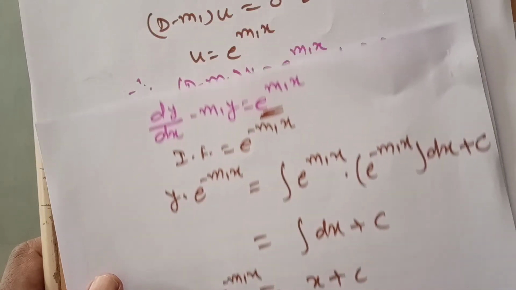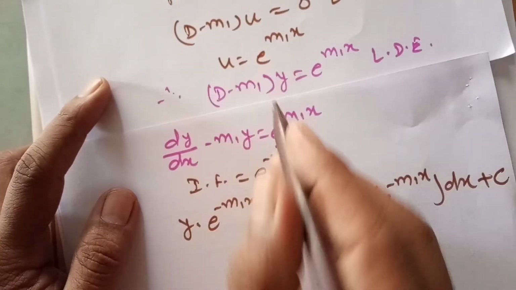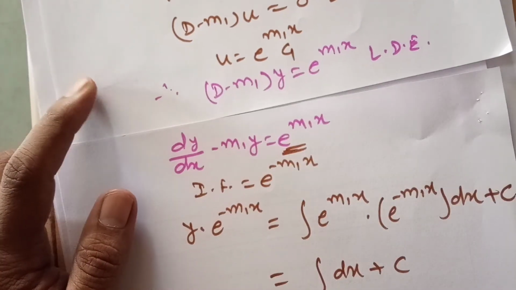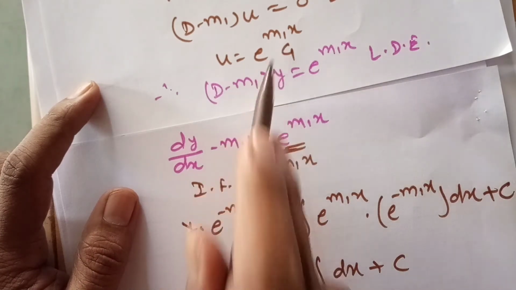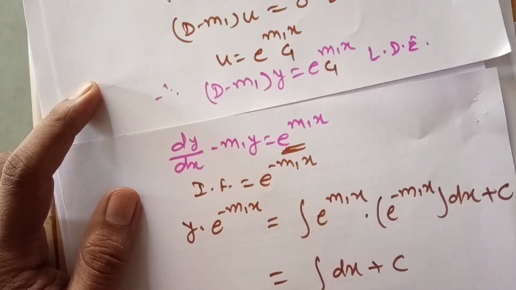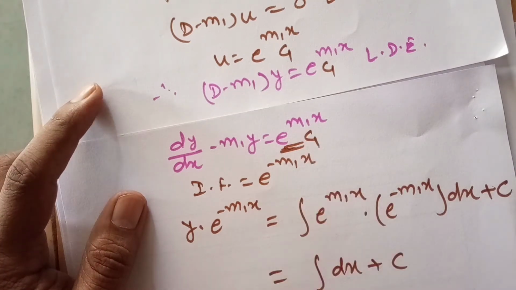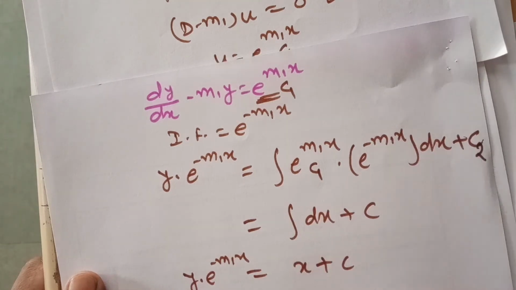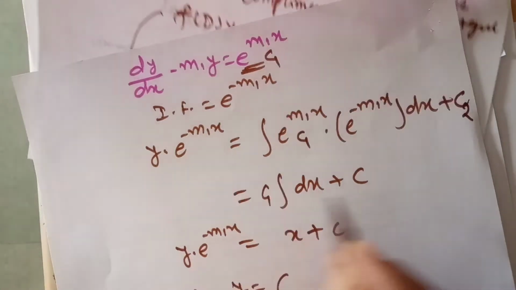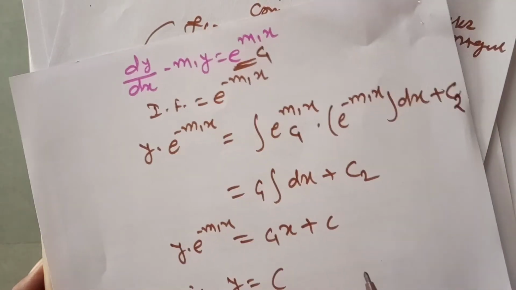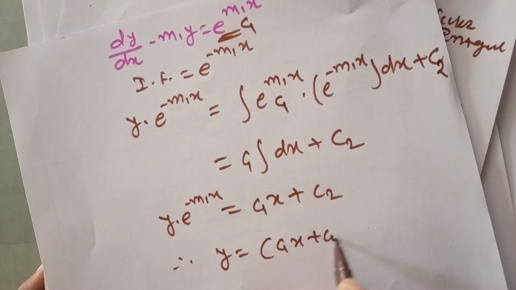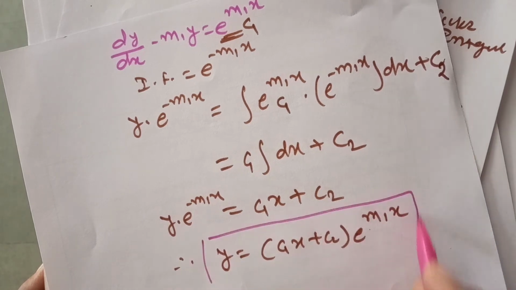Hence y equals, we are getting this solution as, I will take some constant here, this constant c1 into e raised to m1x, and here I will write this constant c1. Now here is constant c1, here is again constant c1, that's why I will write here this constant c2. Now this is c1 and this is c2. We are getting this as (c1x plus c2) into e raised to m1x.